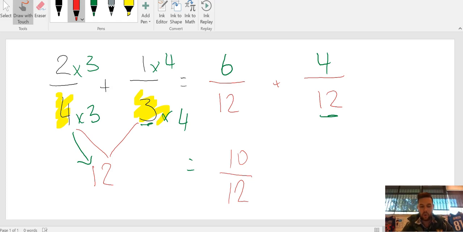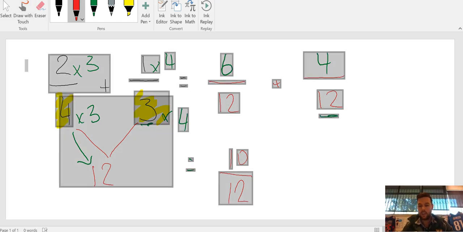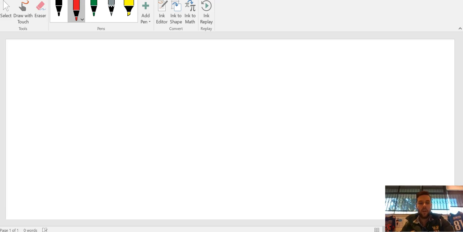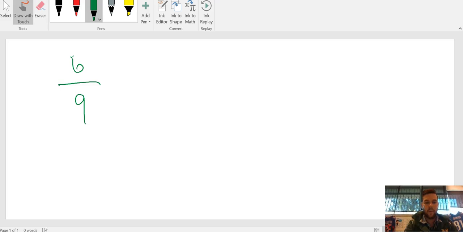Okay, let's do one more just to practice what we've done, just to make sure that we're all on the same page. So if I give you something a little bit harder, 6/9 plus 4/3. That's a little bit trickier again. But let's get into the same denominator.